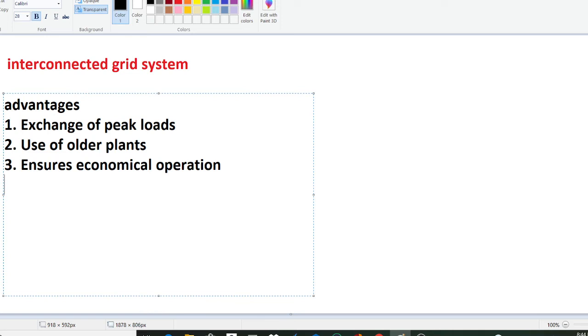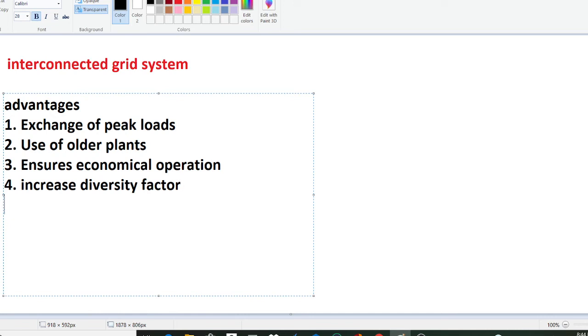Similarly, the next advantage is increased diversity factor. The diversity factor of the system is improved, thereby increasing the effective capacity of the system.